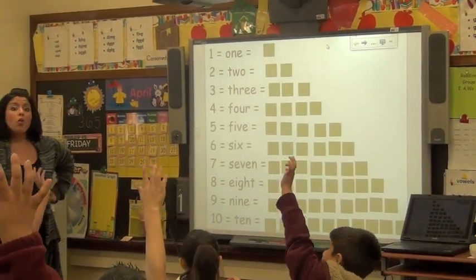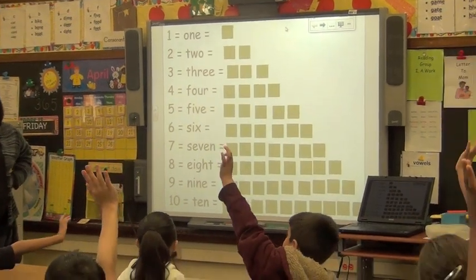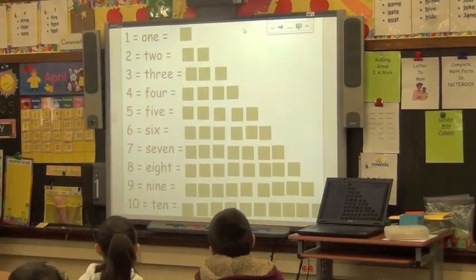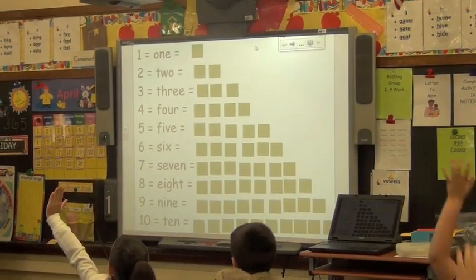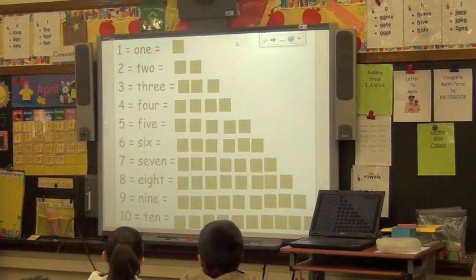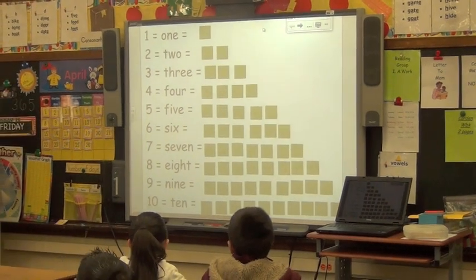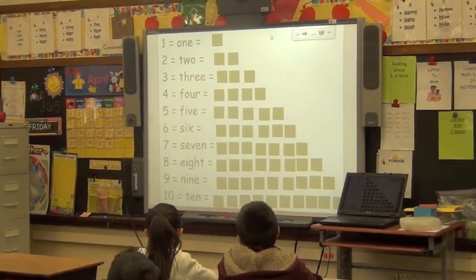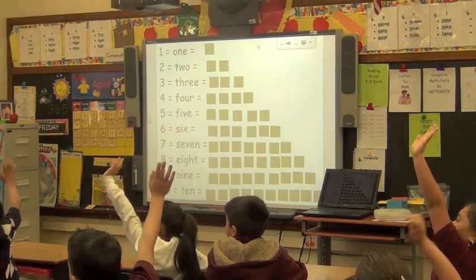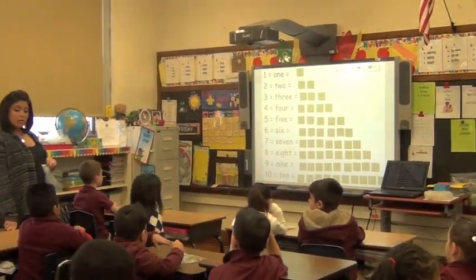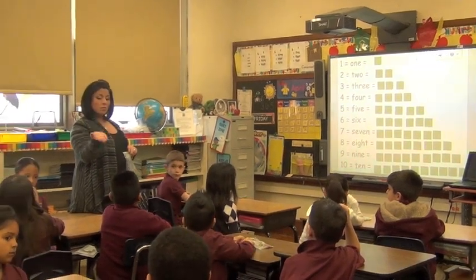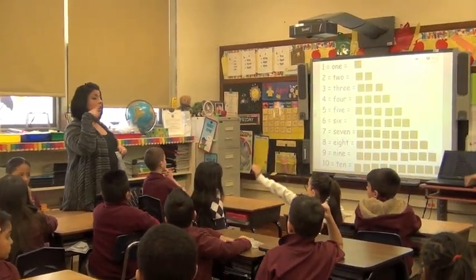Hands up. Quietly. Paul. One, same as the word one equals one block. Let's say it together as a class. One, same as the word one equals one block. You add one more block, it becomes two. Same as the word two equals two blocks. Very good, boys and girls.